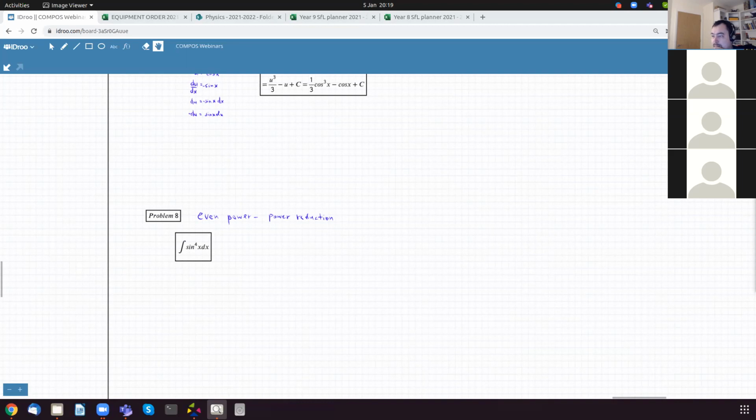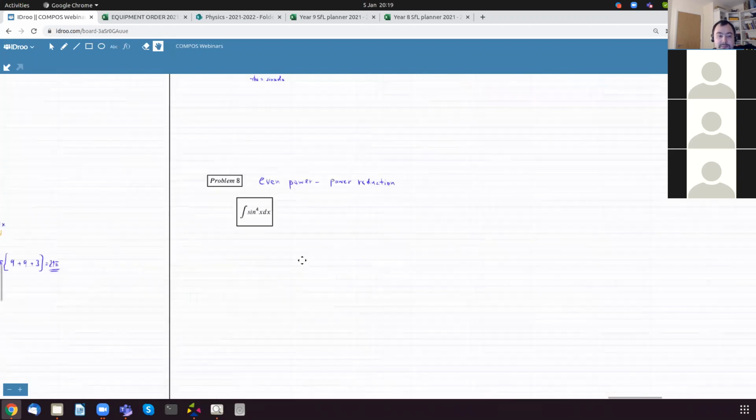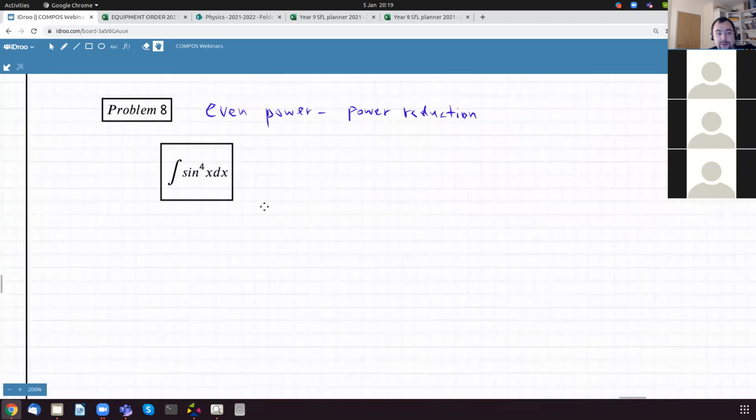Sine 3x. Yeah, you can use this formula, but this is for sine 3x, not sine 4x. You could have done this. Yes, absolutely, it would give you the same result. But here, we need to use the power reduction.